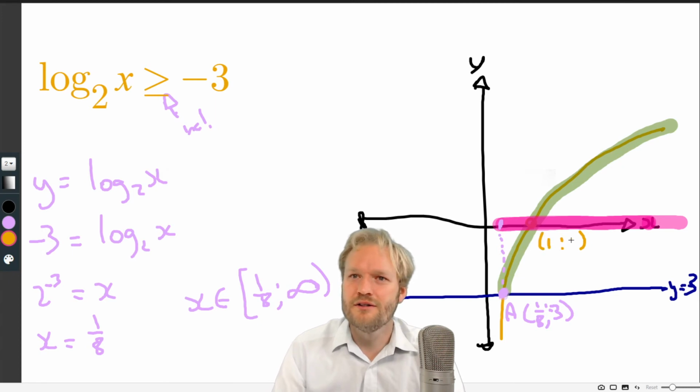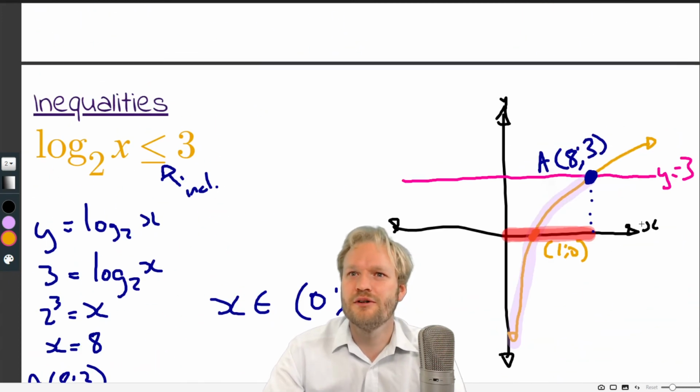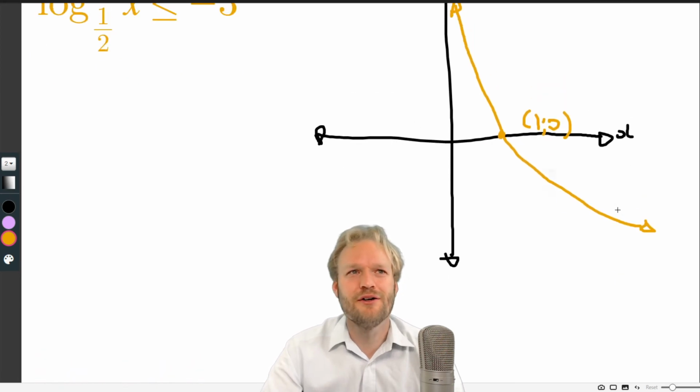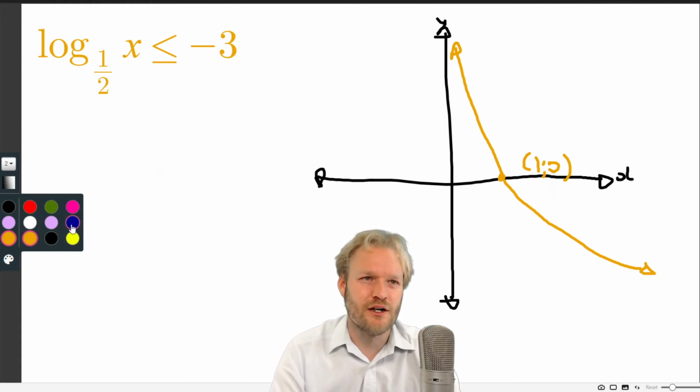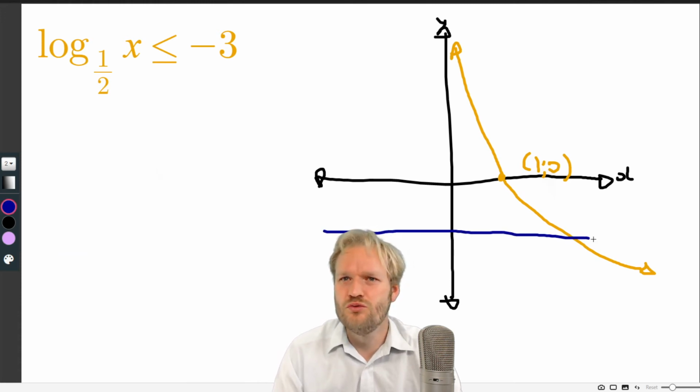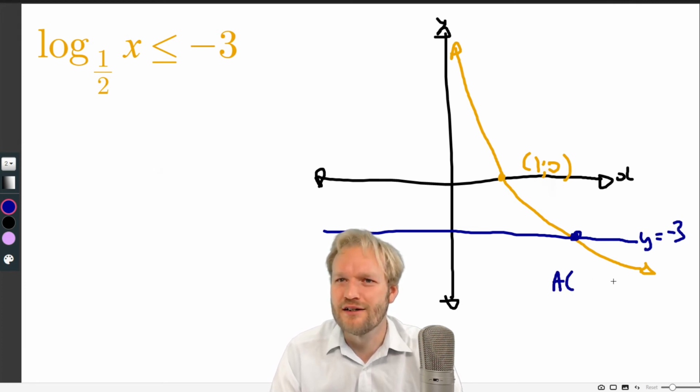1, 0. Did I do the same on the first one? No, I got the first one right. Okay, so back to where we were. When is this less than or equal to negative 3? So let's draw our line here. y equals negative 3. That point is surely going to be an exciting, interesting point.